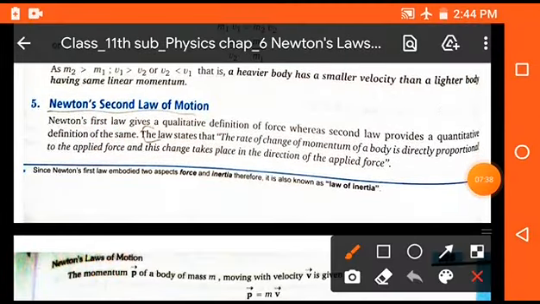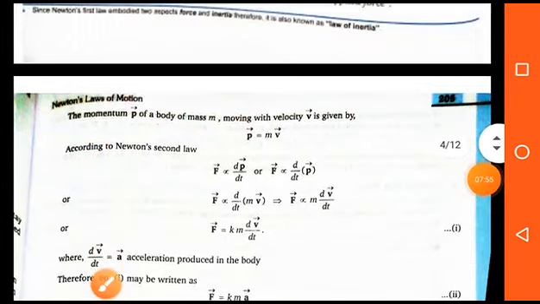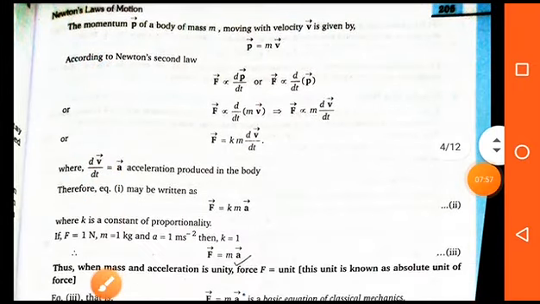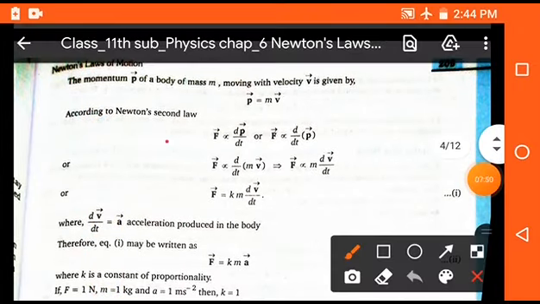Now, Newton's second law of motion. It is also an important topic. It states that the rate of change of momentum of a body is directly proportional to the applied force, and this change takes place in the direction of the applied force. That means F is directly proportional to delta P upon delta T, where delta P upon delta T represents the change in momentum with respect to time.